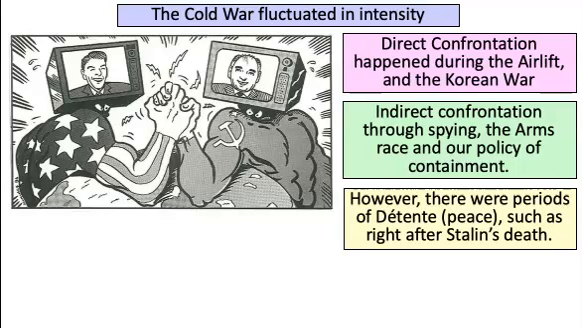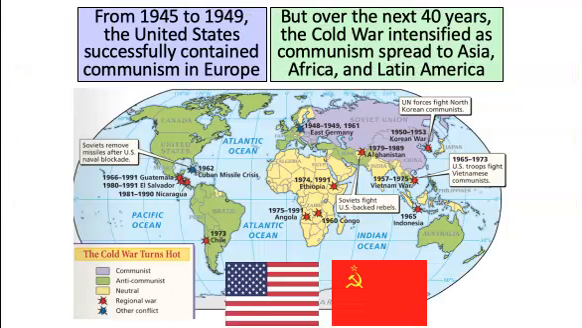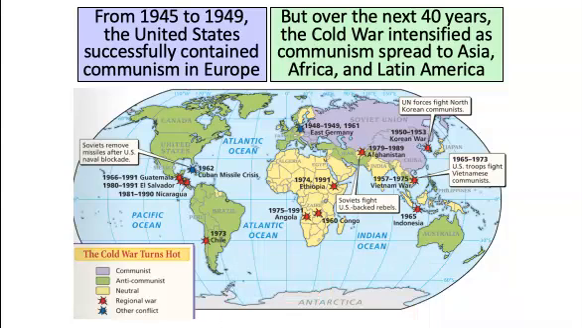Now, there were some periods of détente, an easing of tensions and easing of peace. For instance, right after Stalin's death, there's going to be a period of détente. And during Nixon's administration, there'll be another one as well. Though we'll get into the details of that when we have a lecture on Richard Nixon. But generally, from 1945 to 1949, the U.S. was successful at containing communism in Europe. But over the next 40 years, the Cold War would intensify as communism spread in Asia, Africa, and Latin America.